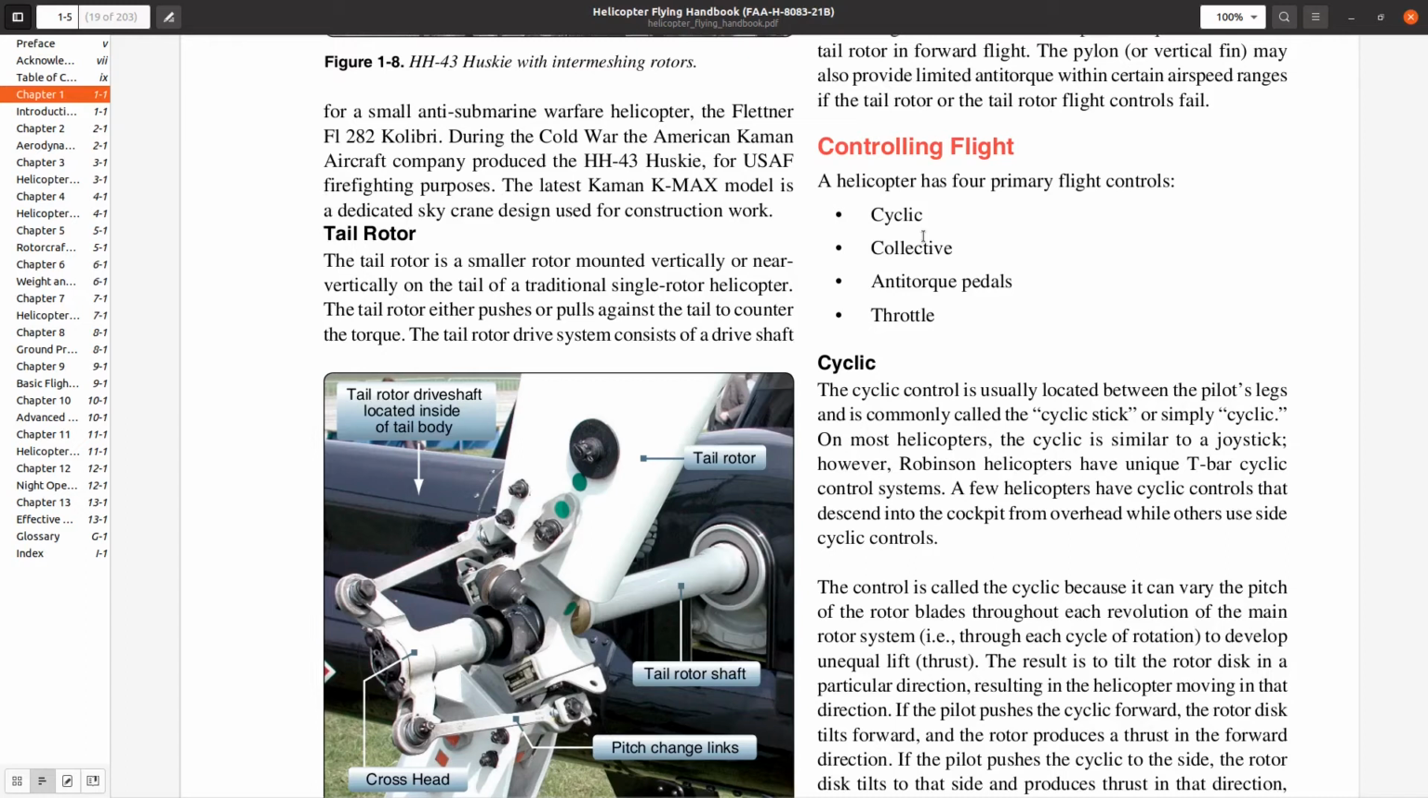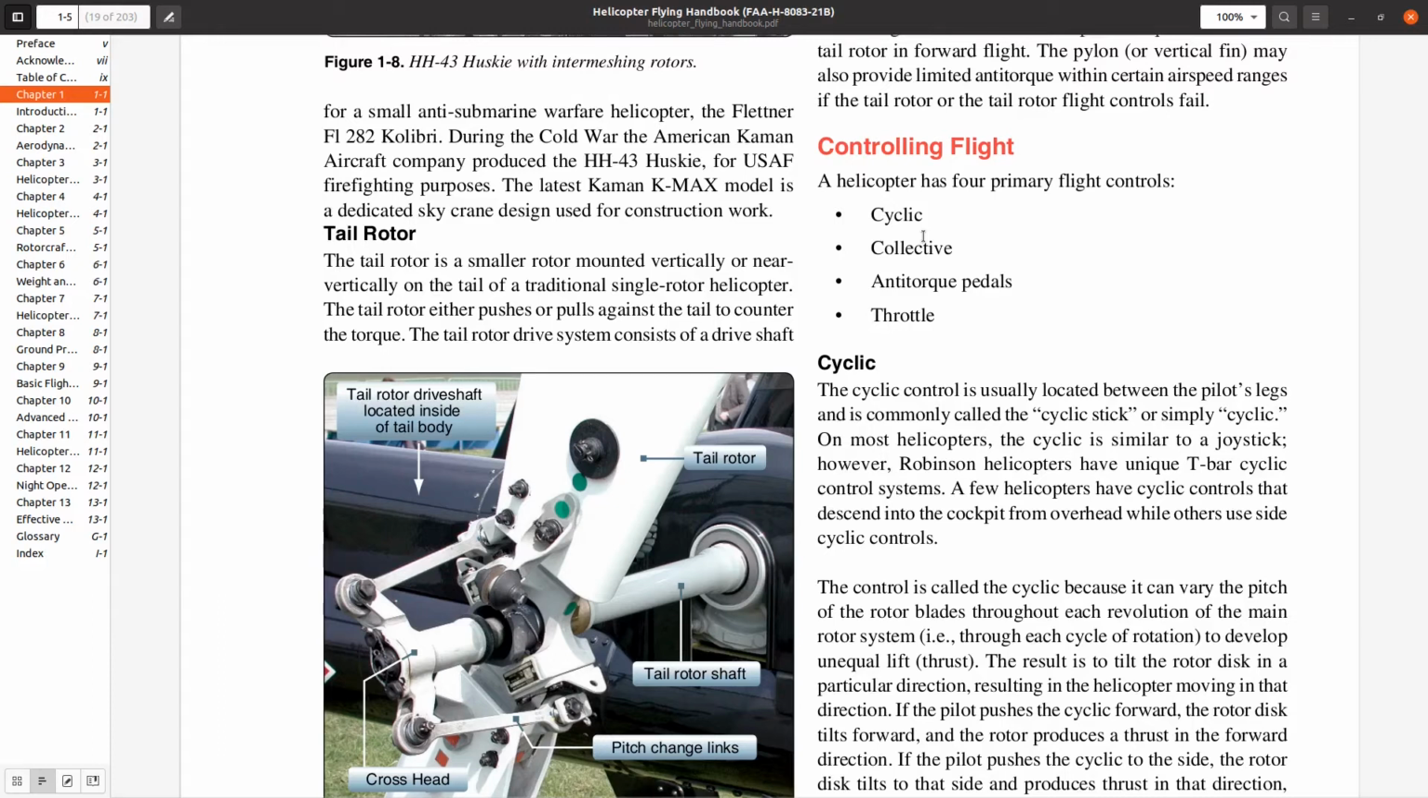We have the collective. The collective is a lever that is to the left of the pilot. When you raise the collective, it increases the pitch of the rotor blades and it makes you go up. Typically, it's also correlated with the throttle. We'll get to that here in a little bit. So that when you pull up, it will increase the throttle so that you can produce more power in the engine to get the thrust that you need.